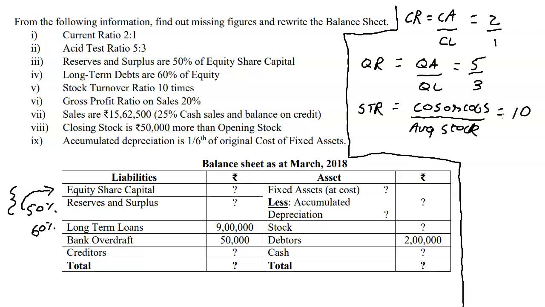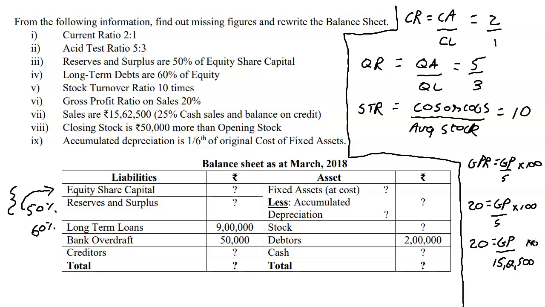Then they're saying that gross profit ratio on sales is 20%. Remember, gross profit ratio is equal to gross profit upon sales into 100. So 20 is equal to gross profit upon sales into 100. Then they've told us that sales is 15,62,500. So 20 is equal to gross profit upon 15,62,500 into 100. And now we can solve for gross profit.